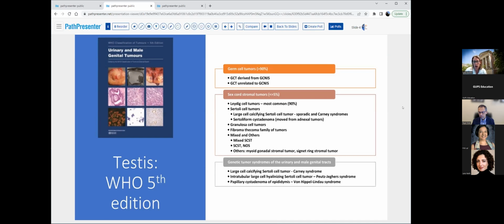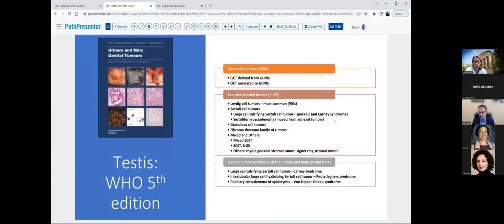Within the category of Sertoli cell tumors, we have a couple of things to point out from the new classification. Large cell calcifying Sertoli cell tumors may occur both sporadically and associated with Carney syndrome. That's why I have this fourth category in the new classification, genetic tumor syndromes of the urinary and male genital tract. So this large cell calcifying Sertoli cell tumor is now discussed both here with the sex cord stromal tumors and also here in the genetic tumor syndromes, because of its association with Carney syndrome.